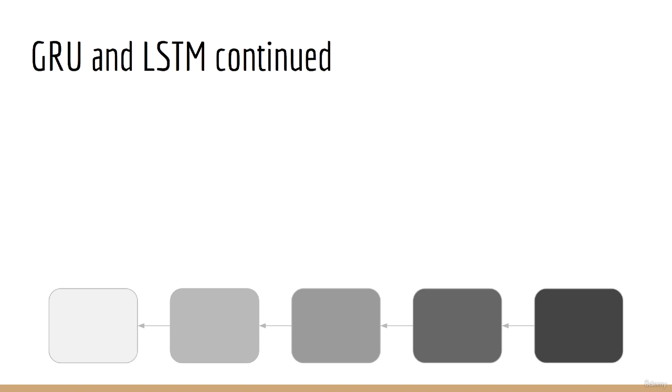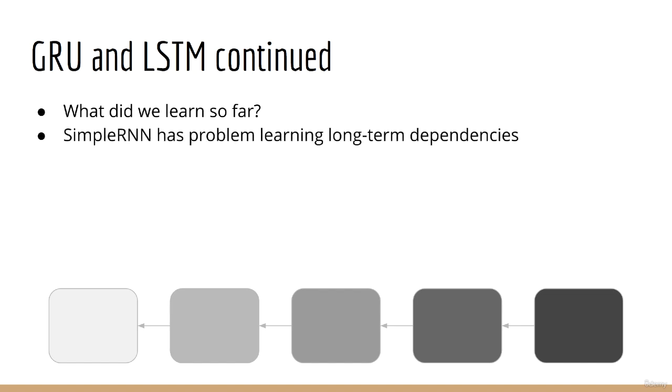In this lecture, we are going to continue our discussion of the LSTM and GRU. Previously, we discussed the GRU, and now we are going to move on to the LSTM. To recap, what did we learn about the GRU? First, we learned that the simple RNN unit by itself is problematic because it can't remember long-term dependencies.